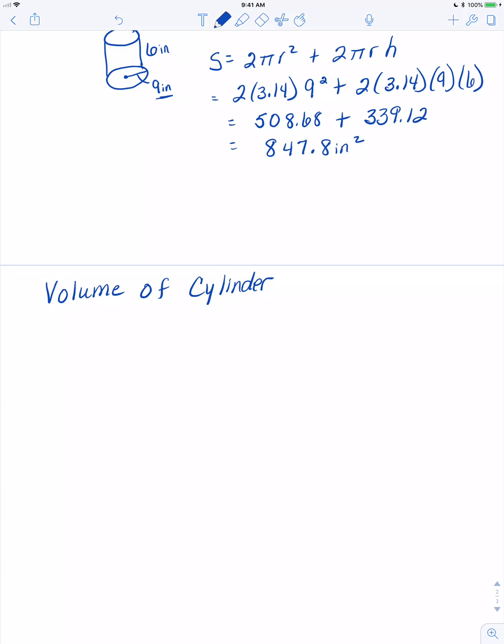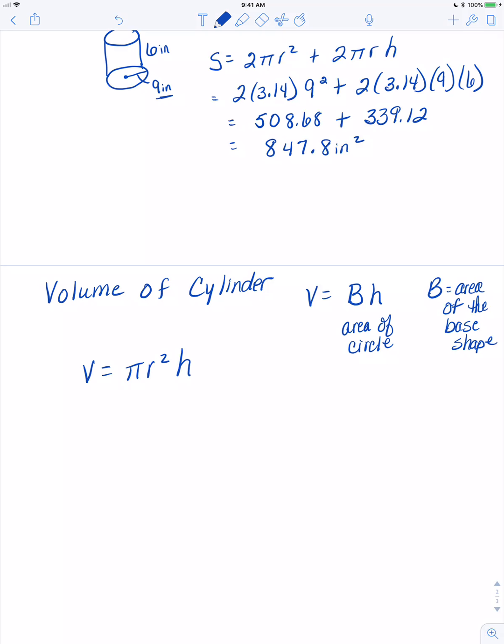All right, so the formula for the volume of a cylinder, remember, the volume is always the base times the height, where that capital B, that base, is the area of the base shape. Well, we're talking about cylinders here, so that means the area of a circle. And we know the area of a circle is pi r squared times then the height of the cylinder. Okay, so let's just go do a few of those, finding the volume.